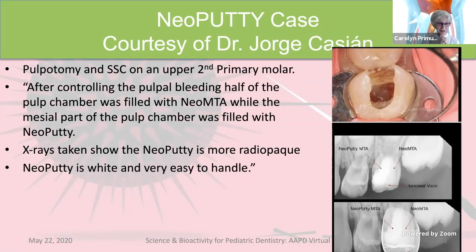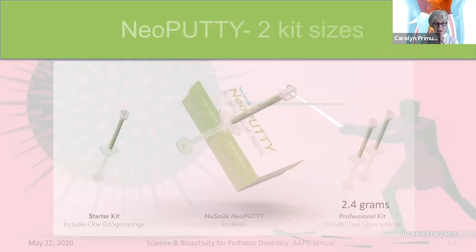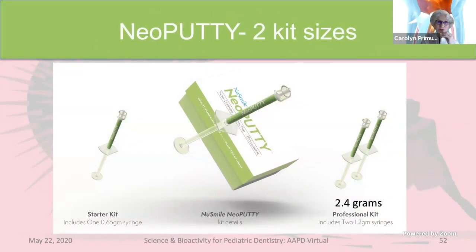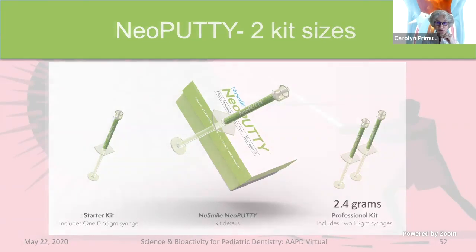He said he liked it. He loved it, and he liked the handling of it. So that was very pleasing to me. So Neo-Putty is going to be available through New Smile. You can either get a starter kit at 0.65 grams, or you can get the professional kit that includes 2 syringes, so you get 2.4 grams of the putty in one kit. Each will be in its individual aluminum tube for storage in between procedures.